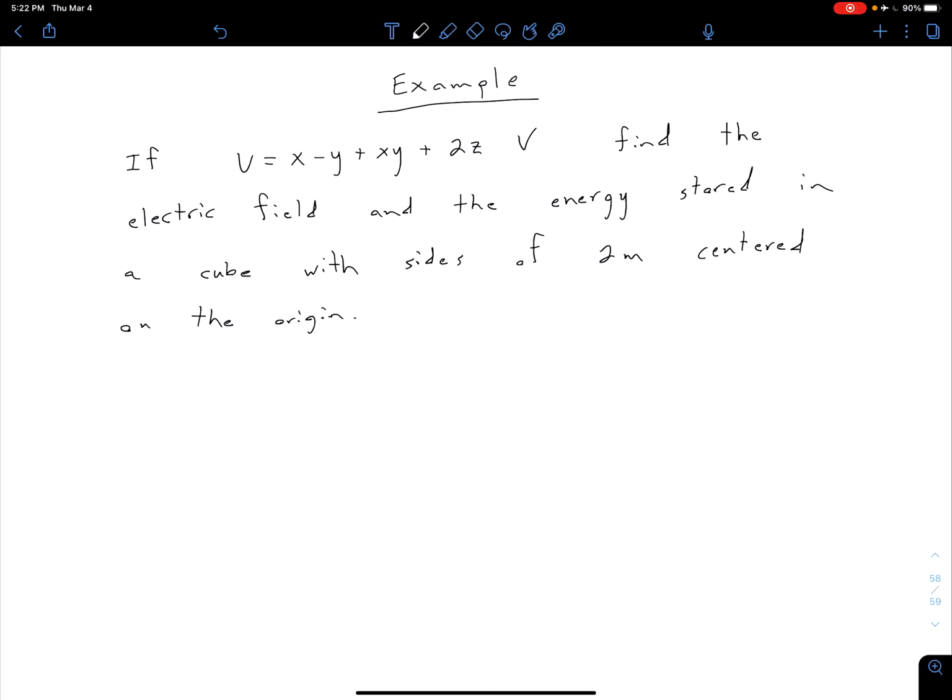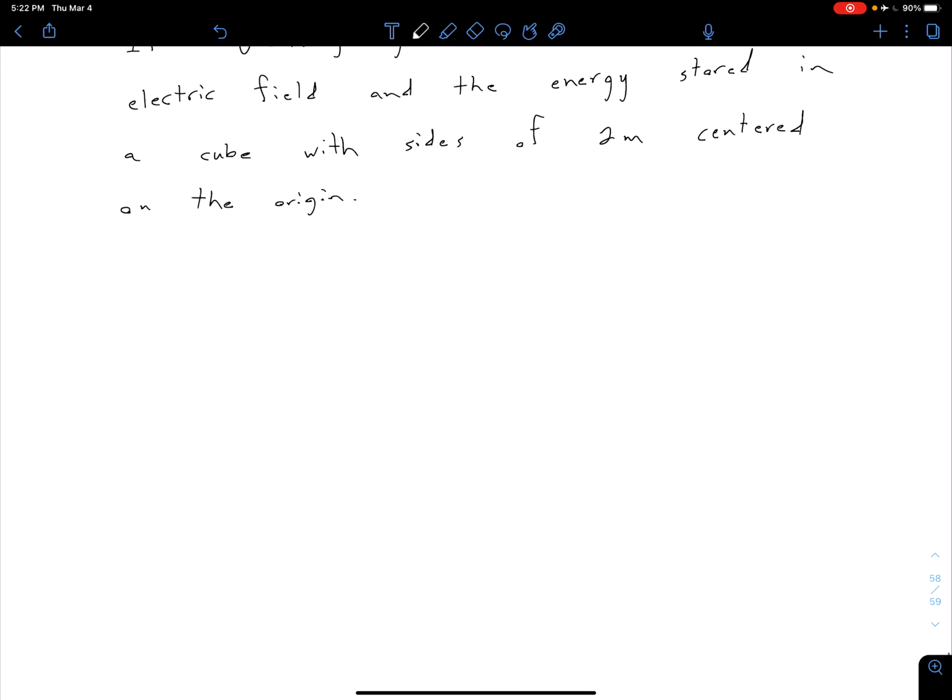Let's now take a look at an example. So if we have some potential V equals x minus y plus xy plus 2z volts in some region, we want to find the electric field and the energy stored in a cube with sides of 2 meters centered on the origin. This problem is guiding us in the right direction by having us find the electric field first, because our equation for energy depends on the magnitude of that electric field. So let's start by finding that electric field.